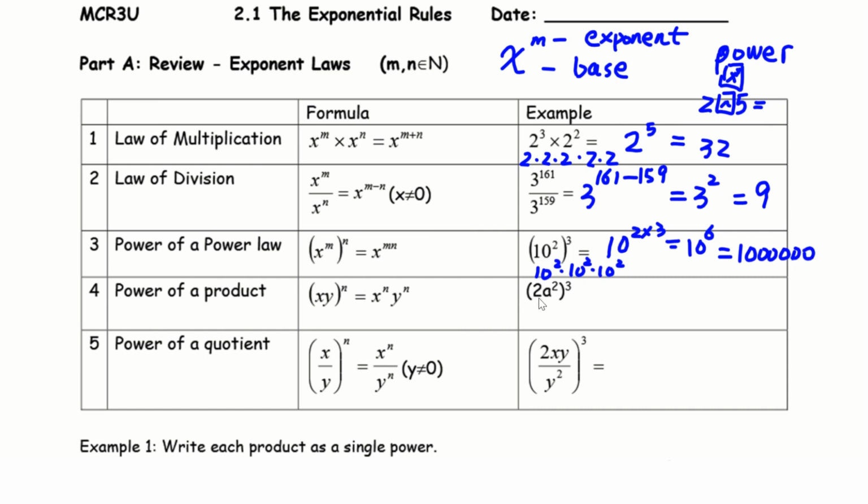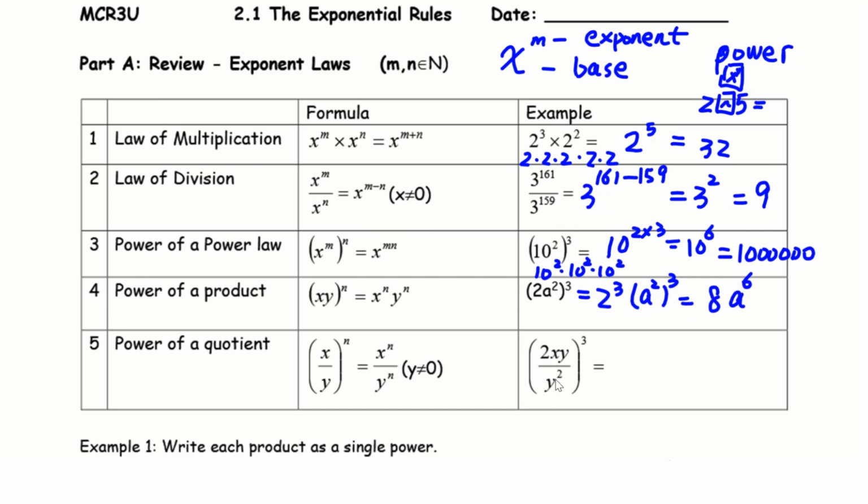For the power of a product, 2a squared times itself 3 times, you have 2 times itself 3 times, and a squared times itself 3 times, so you have 8 and a to the exponent 6.